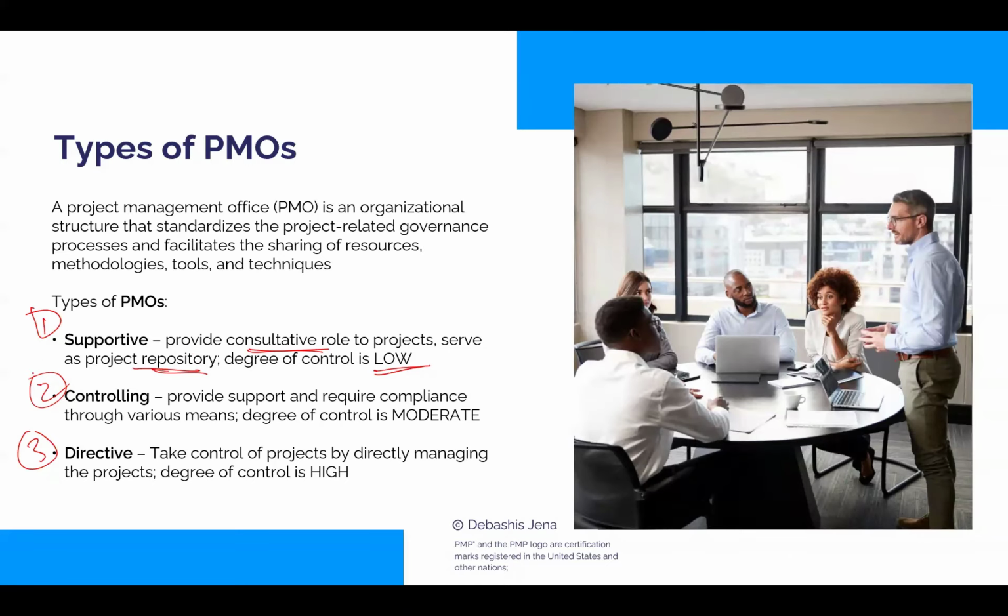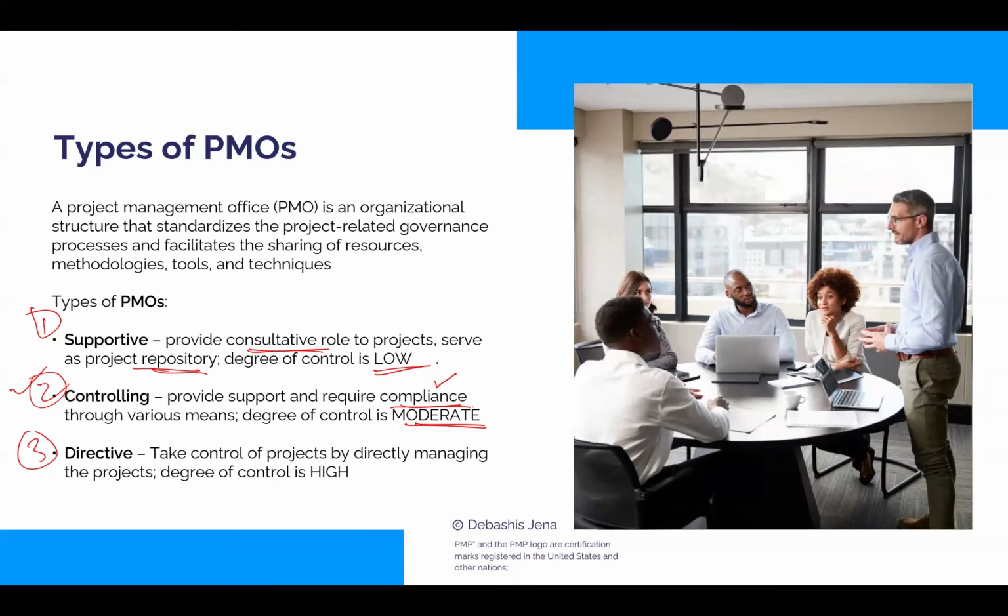A second type of PMO, controlling PMOs. These are characterized as exerting a moderate level of control. Not low, not very high, somewhere in between. So what do these PMOs do? Even these provide consultation, like the supportive ones. But the additional thing that controlling PMOs do, which the supportive ones did not, is they are empowered to mandate compliance. So these PMOs would come and conduct audits, checks on the project to check compliance.